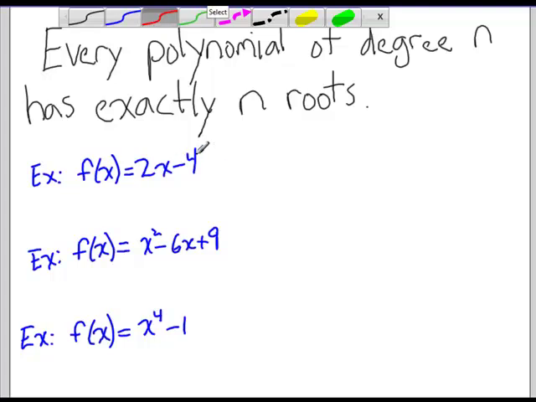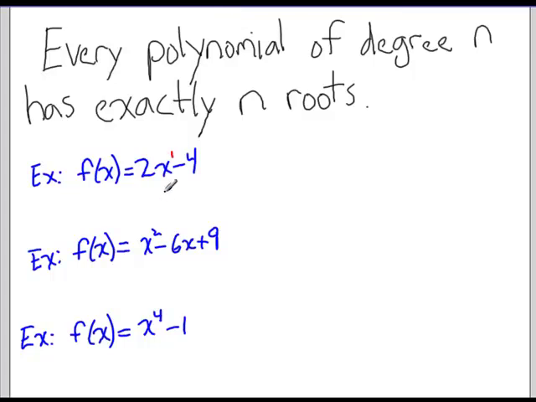Alright, so for example, we've got f of x is equal to 2x minus 4. Well, this is a polynomial of degree 1, so there must be one root. And if we set this equal to 0, we see that the root is when x is equal to 2. Alright, that's going to be our one root.